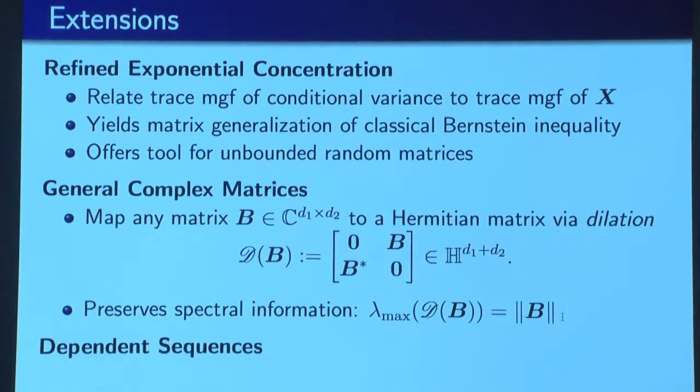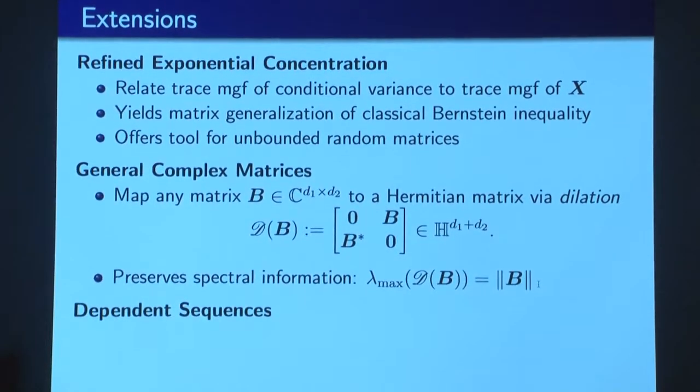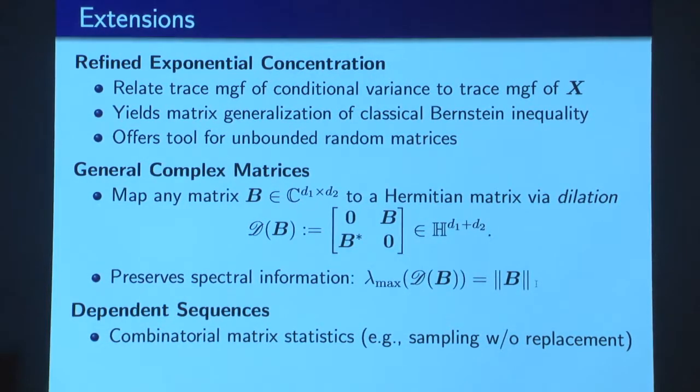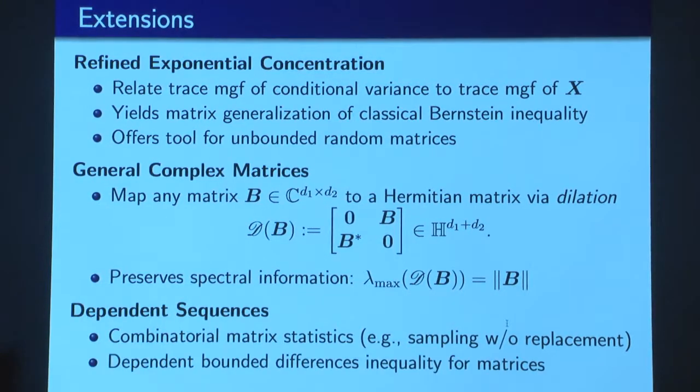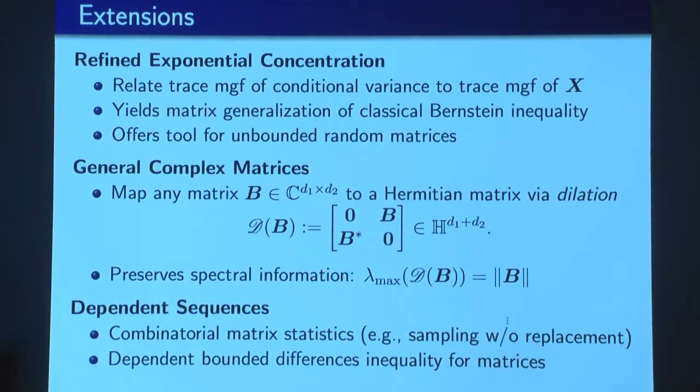And finally, one beauty of Stein's method is that you can actually deal with some dependent sequences of random variables. So for instance, you can deal with combinatorial matrix statistics based on random permutations. If you want to analyze sampling without replacement with better constants, you can get that for free using Stein's method. You can derive dependent bounded differences inequalities for random matrices.